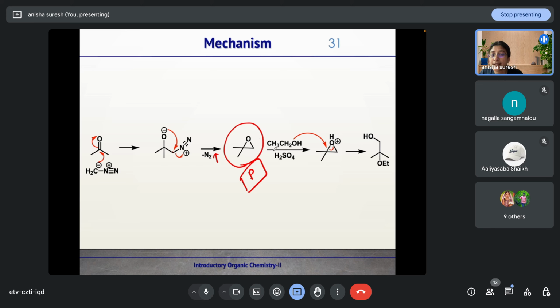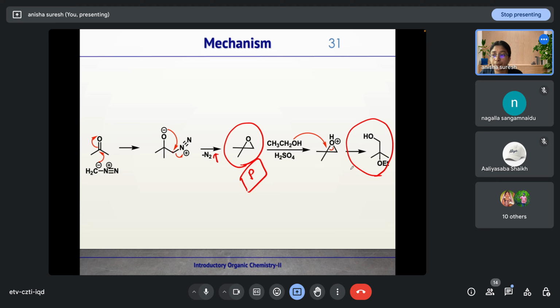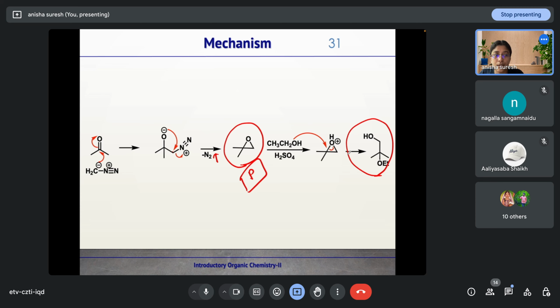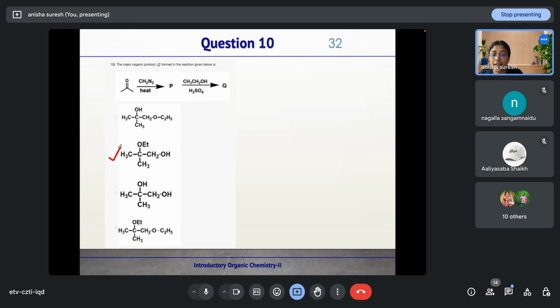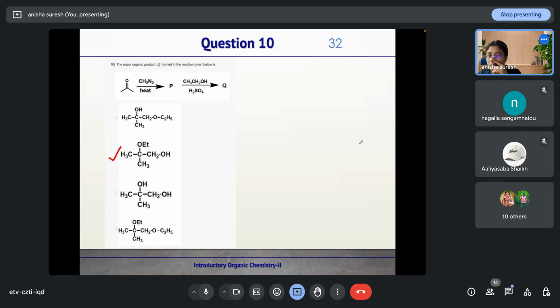Then in the presence of sulfuric acid and ethanol, this sulfuric acid will protonate this oxygen, and we will get this intermediate, and this ethanol will attack at this position, and this will open, leading to formation of this compound. Clear? So as you told, option B is the right answer. You can see CH3, CH3, OEt, and CH2OH. Is the mechanism clear?